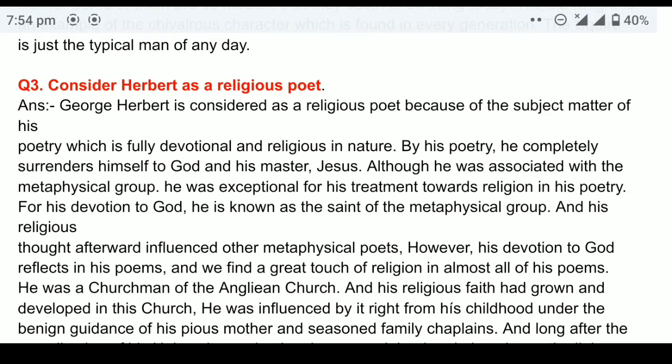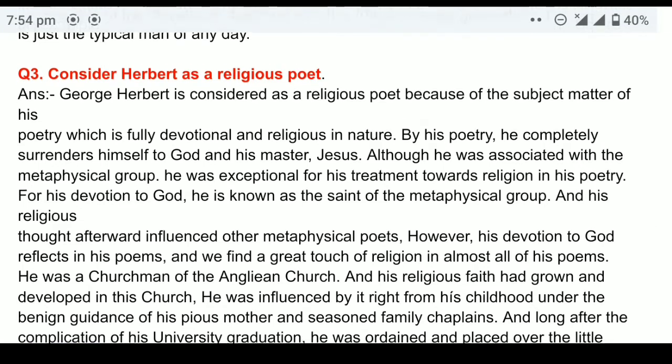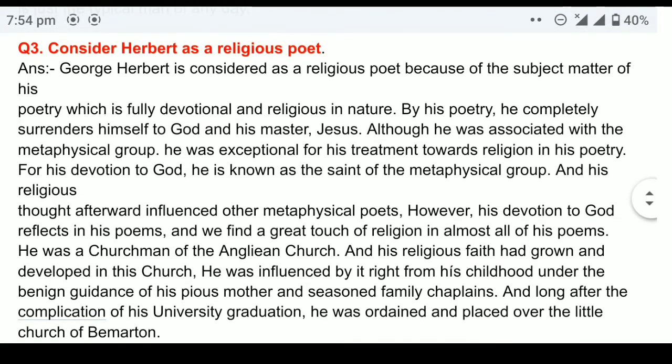So friends, till here our second question was finished, and now we move to our next question, which is question number 3. And the question was, consider Herbert as a religious poet.